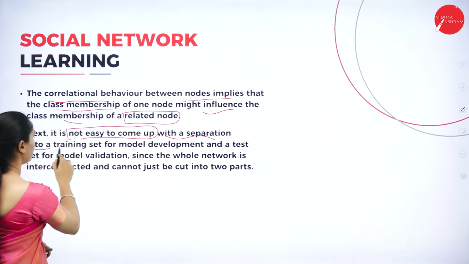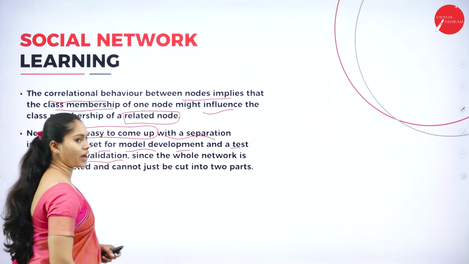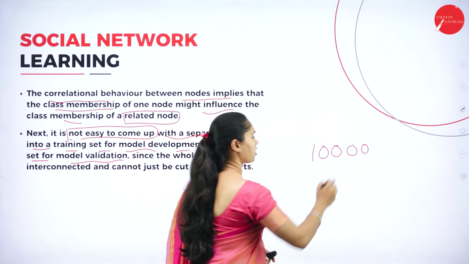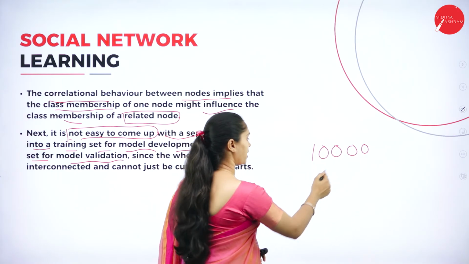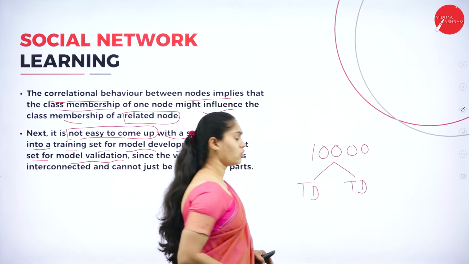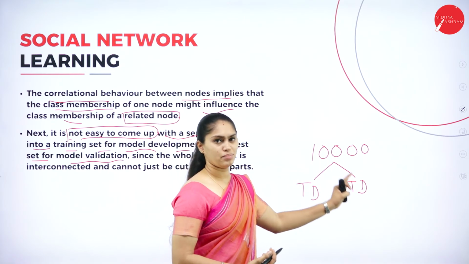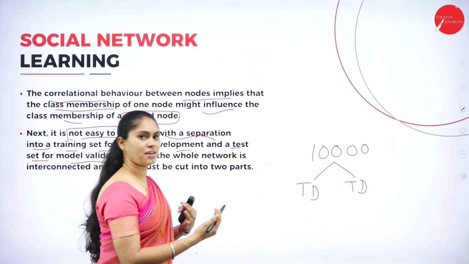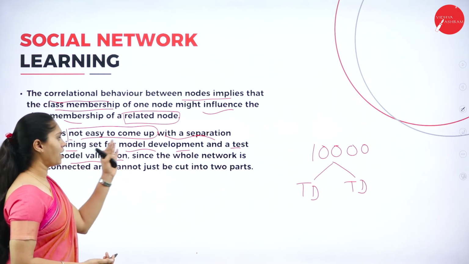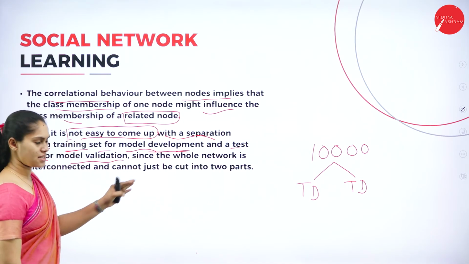Separation into a training set for model development and a test set for model validation. Just imagine if you have 10,000 social media accounts, then there will be difficulty in separating the test data from the training data. How many social media accounts can I consider as test data, and the remaining as a training set? So there will be confusion or difficulty in separating the training set from the testing set.